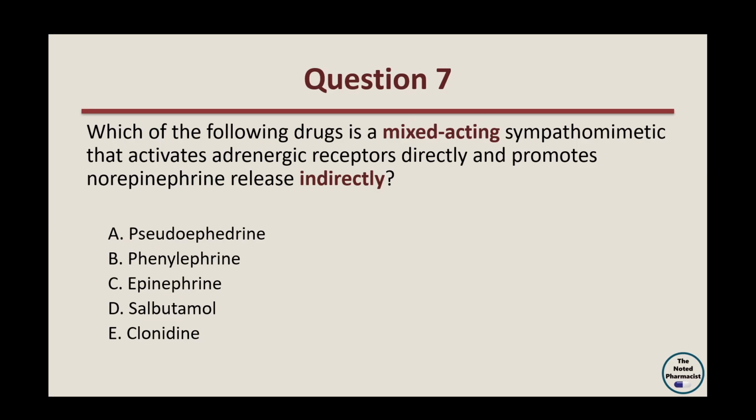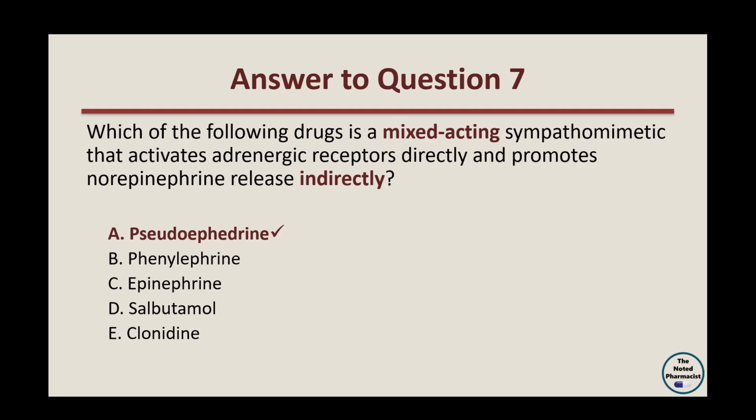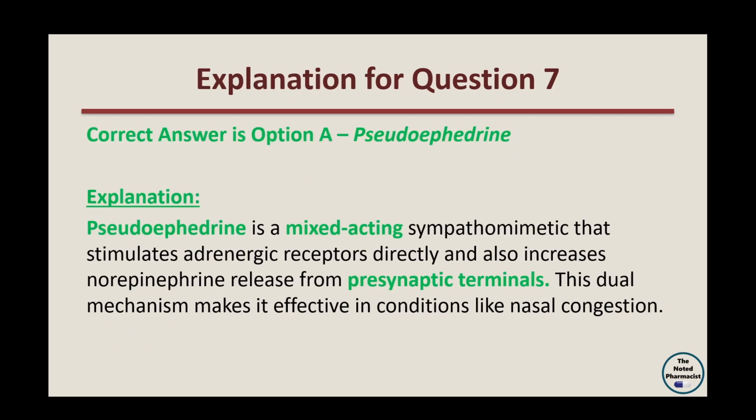The correct answer is option A, pseudoephedrine. The explanation is as follows. Pseudoephedrine is a mixed-acting sympathomimetic that stimulates adrenergic receptors directly and also increases norepinephrine release from presynaptic terminals. This dual mechanism makes it effective in conditions like nasal congestion.